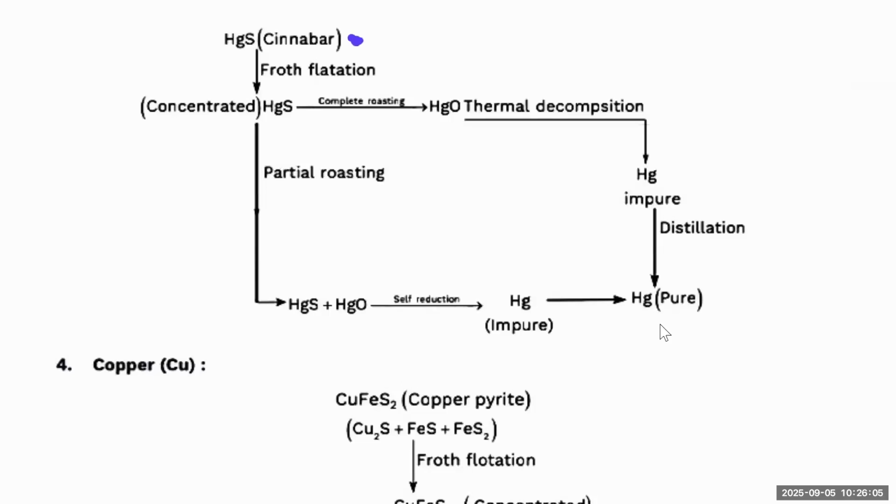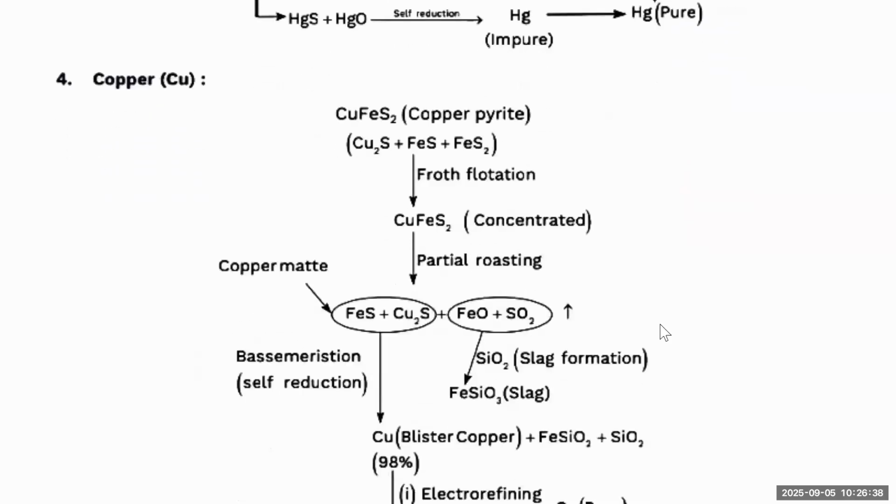Mercury, HgS. First, HgS is called cinnabar. Use the froth flotation method, convert into a concentrate first. Then do a complete roasting to get HgO, which can give thermal decomposition to impure mercury, and then through distillation you can get pure mercury. Or we learned that we can do partial roasting also, which will give HgS and HgO, which on self reduction will give impure Hg. Again, you do distillation, you can get pure mercury.